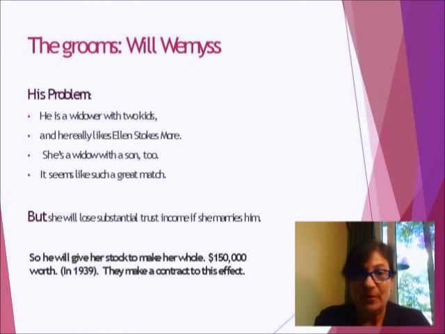Okay, his problem. He was also a widower with 2 kids. He really likes Ellen Stokes more. She's a widow. She has a son. They're kind of in the same boat. Seems great. But she'll lose all that income if she marries him. So he will give her stock to make her whole, $150,000 worth of General Shoe Company stock in 1939. And so they made a contract to that effect. She marries him, he gives her stock.